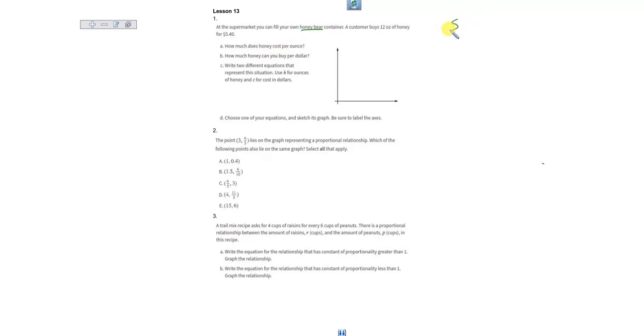So cost per ounce. Set it up in that ratio. So $5.40 per 12 ounces. We take that ratio and divide it out. 5.4 divided by 12 gives me 45 cents. That tells me I'm paying 45 cents per 1 ounce. That's my constant of proportionality. It also tells me what I'm paying per ounce. So 45 cents, 45 hundredths of a dollar.